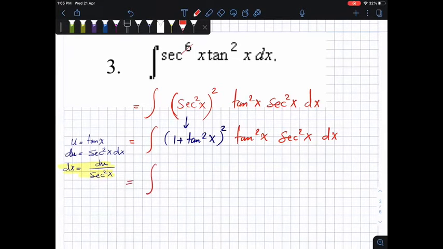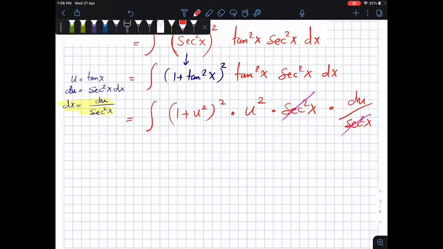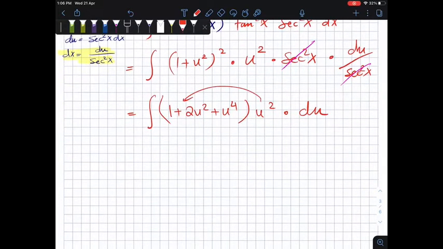The integral of (1 plus u squared) all squared, and the tan squared also is u squared, times sec squared x. Leave it, we will cancel it right now while substituting for dx, which is du over sec squared x. We can cancel out sec squared with sec squared, and expand 1 plus 2u squared plus u to the power of 4, times u squared du. Using the distributive property, multiplying u squared by all terms inside: u squared plus 2u to the power of 4 plus u to the power of 6 du.